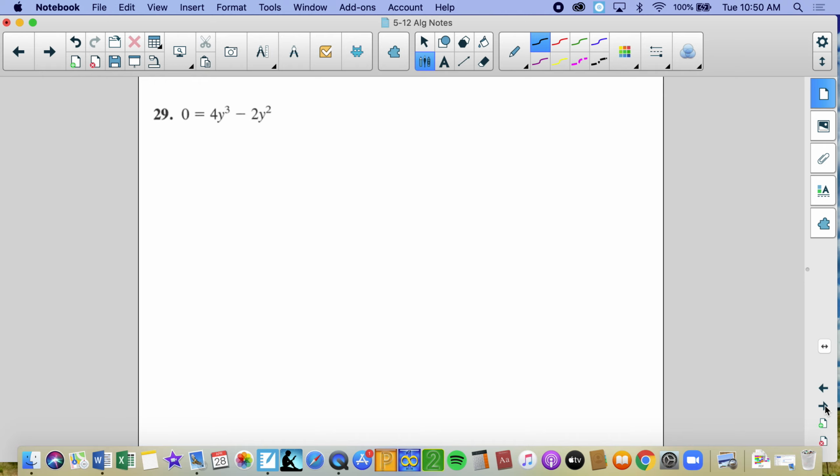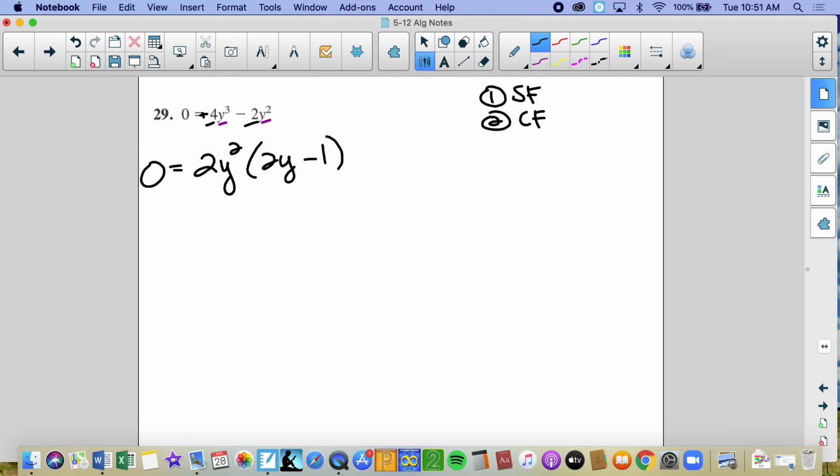All right, so we see that it's equal to zero. There's only two terms, so is it in standard form? Yes. Is there a common factor? Yeah, let's look at the coefficients first, 4 and negative 2. My first term is positive, so I'm going to factor out a positive. Positive 4 and negative 2, let's factor out a 2. And now, let's also look at the variables. We have y to the third, y to the second. So I can take out at least y to the second. If I factor that out, I'm left with 2y minus 1.